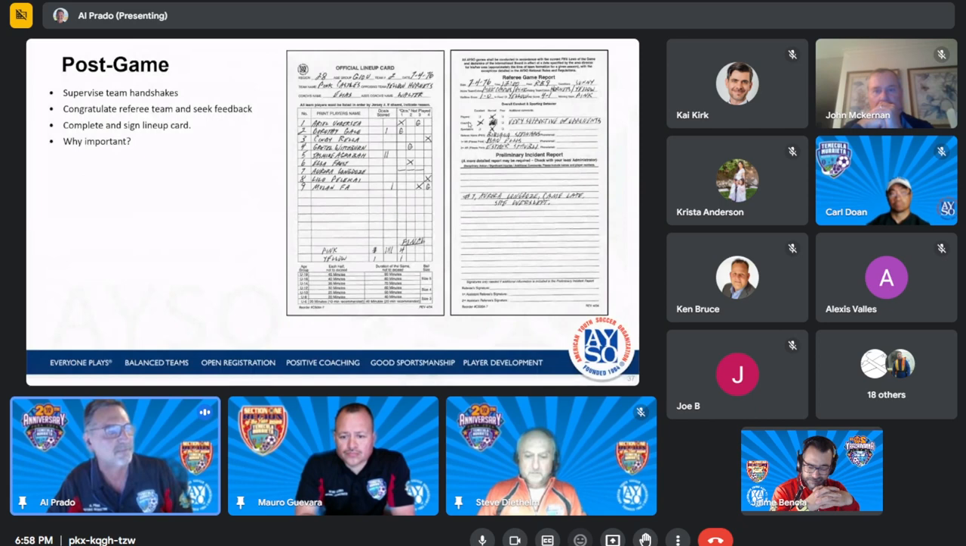Put your referees on there for your points and everything else. And then should there be a caution or an injury, anything that happens, put that on the back of the game card. This really is important for the region to know.